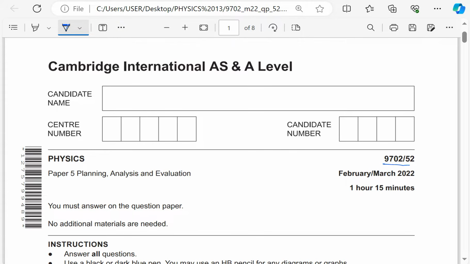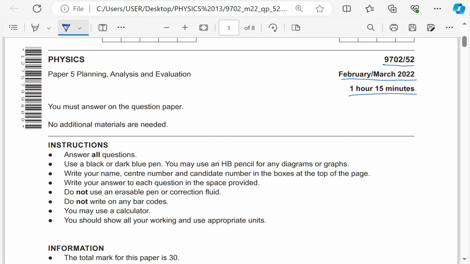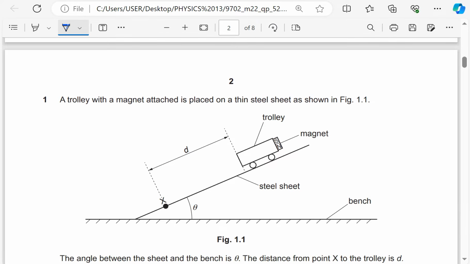This is 9702/52 Feb/March 2022. The paper is supposed to be 1 hour and 15 minutes, but because I'm writing on a computer, I have to draw on a computer, so I may take more time. Okay, so I'll just go straight to the questions. Question number 1. A trolley with a magnet attached is placed on a thin steel sheet as shown in the figure.